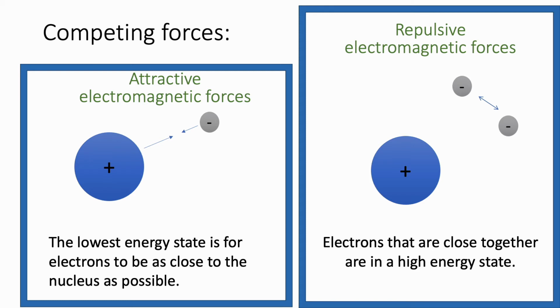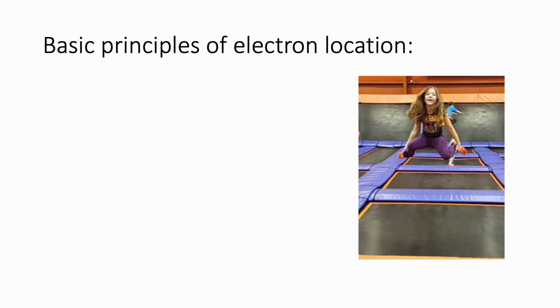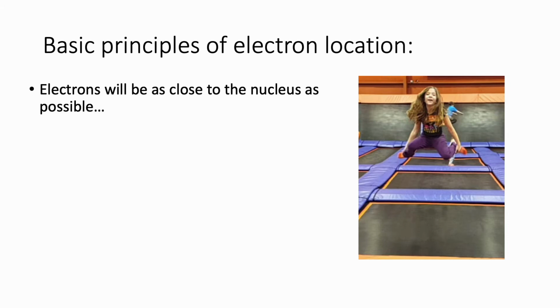So these are our two competing forces. The force that wants to pull all the electrons in close to the nucleus, and the force that is pushing the electrons away from each other, which in some cases pushes them away from the nucleus. So when we think about where electrons are located, basically we need to think of a few principles. First of all, you're going to always want your electrons to be as close to the nucleus as possible, but you also want them to be as far from each other as possible.